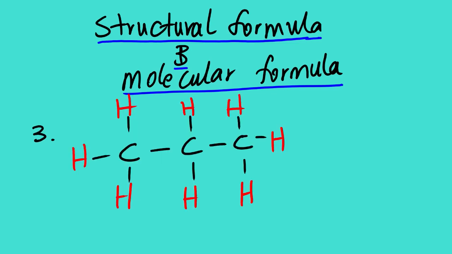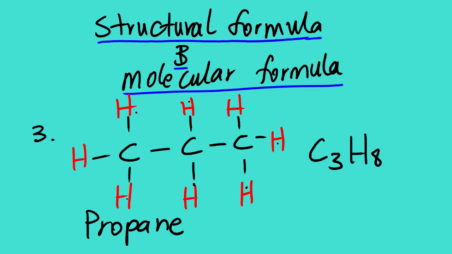This is the structural formula of propane. That is compound number 3. We can see we have 3 carbon atoms, and we have 1, 2, 3, 4, 5, 6, 7, 8 hydrogen atoms. So this is the molecular formula of propane.